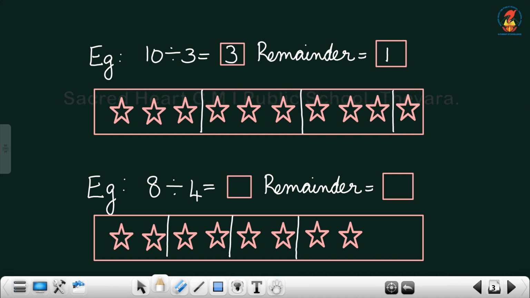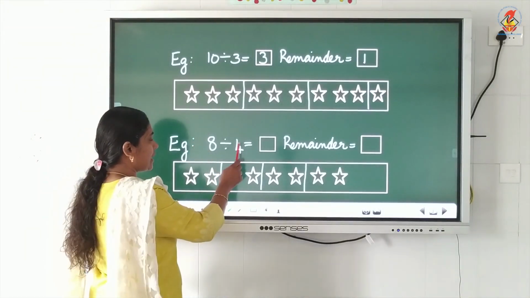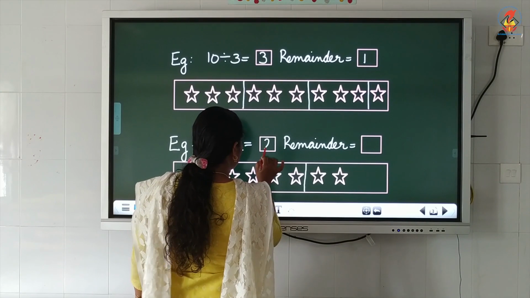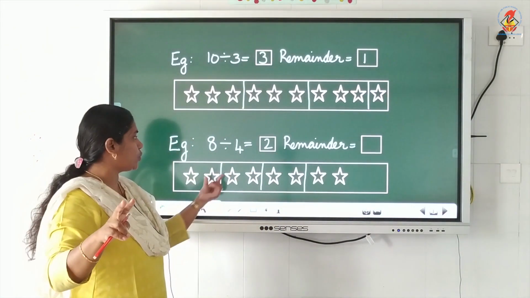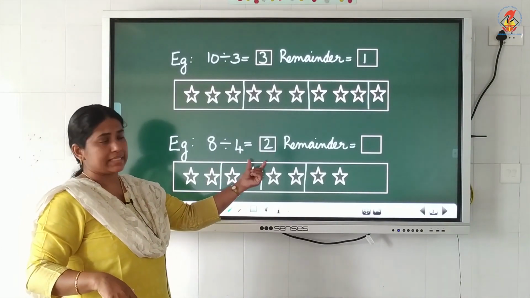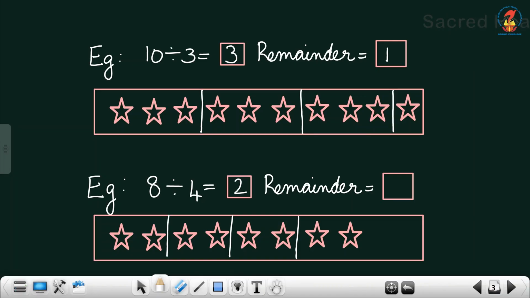Now look children, how many groups are here? 1, 2, 3, 4. So I made them into 4 equal groups. And in each group, how many stars did I get? 1, 2. So what is the answer? 8 divided by 4? 2. In each group 2 stars. So 2 is the quotient. 2 is the answer. And is anything left over here?